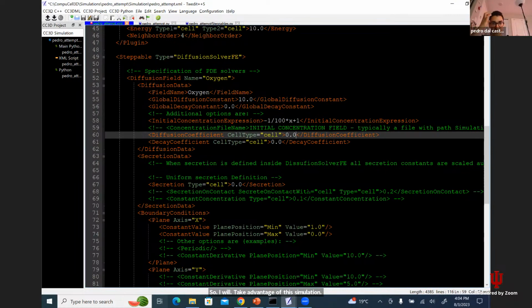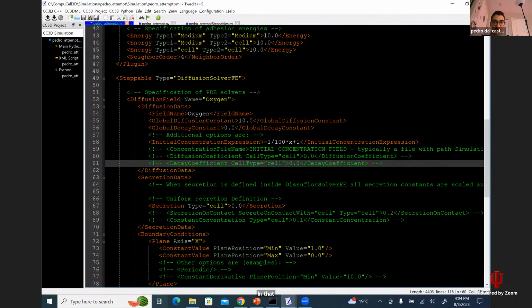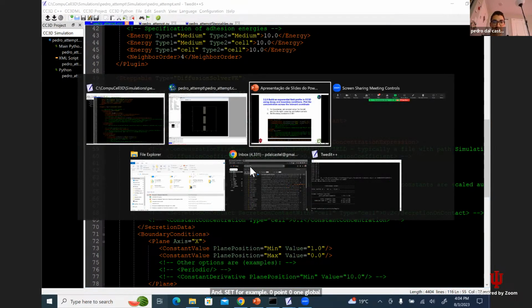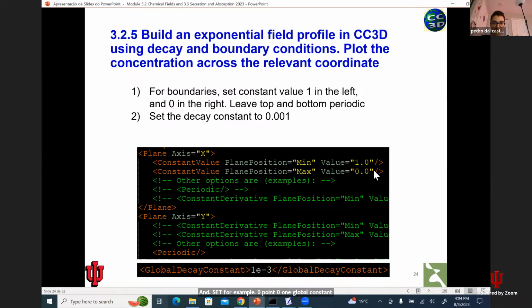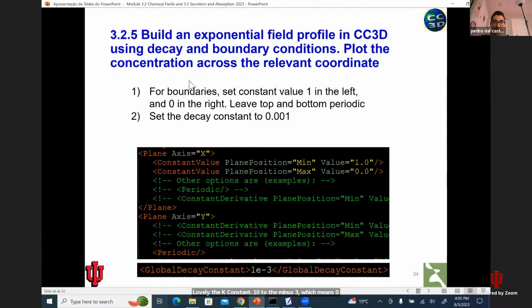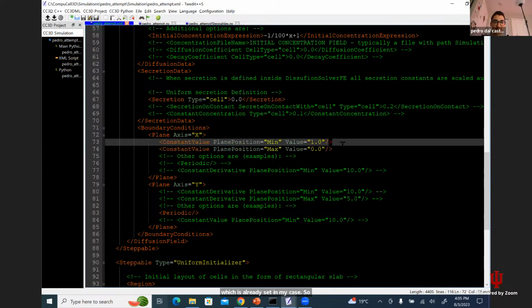Don't bother with the diffusion coefficient in that cell specifically, and set, for example, 0.01 global decay constant. Is that what it says? Global decay constant 10 to the minus 3, which means 0.001. And constant value 1 in the left, 0 on the right, which is already set in my case. So 1 on the left, 0 on the right.